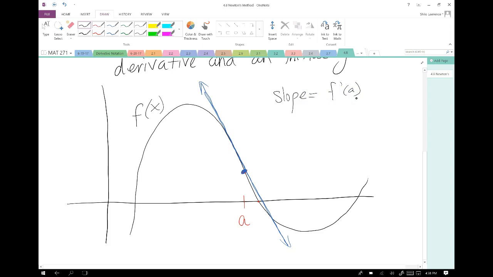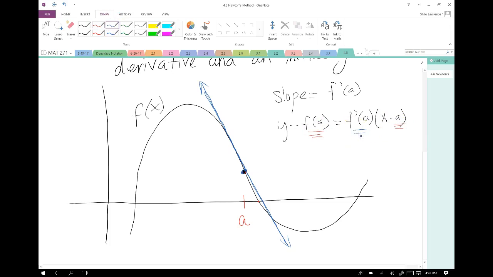And to find the equation of that line, we would say y minus f of a, that's the y coordinate there, equals f prime of a times x minus a. Now this is point slope form for setting up the equation of the line. The point here is a comma f of a, and then the slope there is f prime of a.